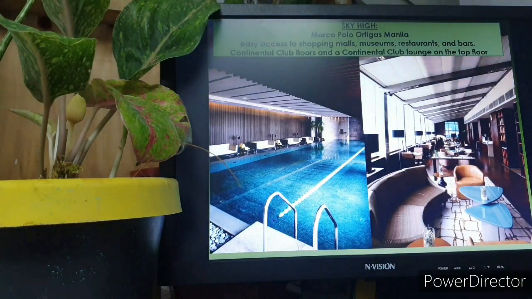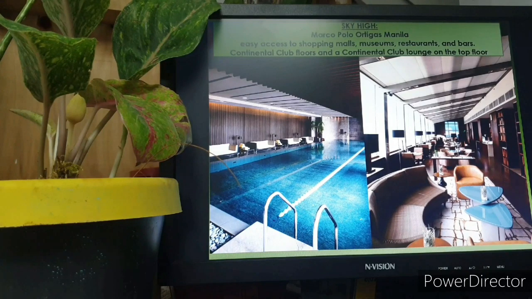So we have a Sky High Marco Polo Ortigas, Manila. Easy access to shopping malls, museums, restaurants, and bars. Continental Club floors and a Continental Club lounge on the top floor. So they exceeded the national ratings of the Department of Tourism. So this hotel has 316 rooms and suites, which includes 2 Continental Club floors. So that's Marco Polo Ortigas, Manila.